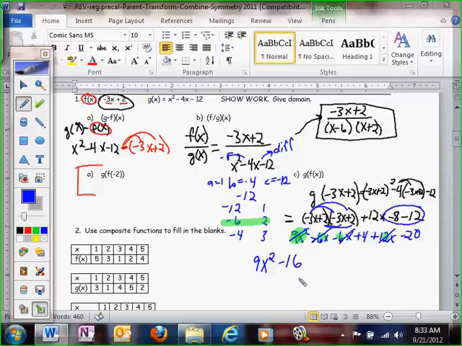Now you may think you're done here. But what you really have here is the difference of squares. 9 is a perfect square, x is being squared, 16 is a perfect square. So my real final answer here, the simplified answer, is going to be 3x plus 4, 3x minus 4. That is my answer.